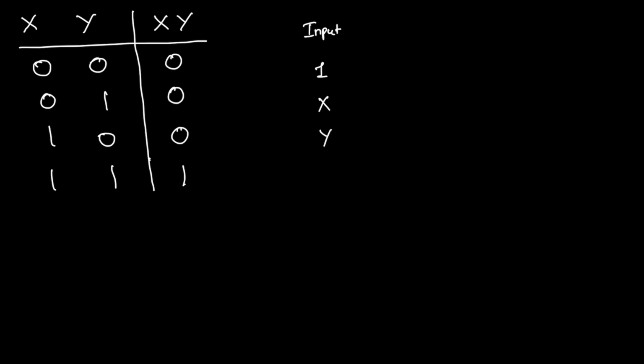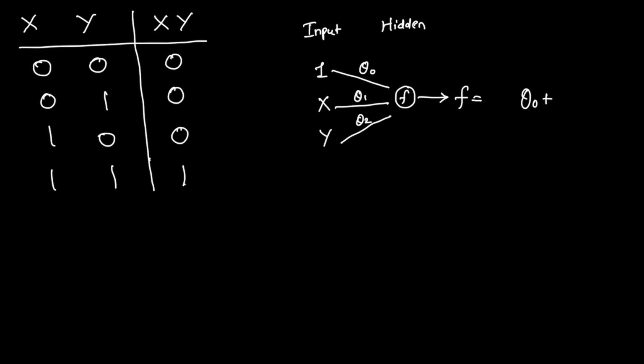I already told you that we add a 1 to include the bias parameter, and then this would be our hidden layer, which would have several neurons. Let's just visualize one neuron. These would be the connections, and here would be some weights, and this function would be calculated: f would be theta naught into 1, that is theta naught, plus theta 1 x1 plus theta 2 x2, and we apply a sigma on it, right? That is the activation function.